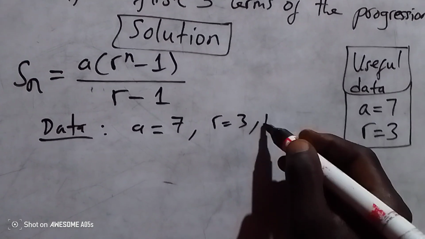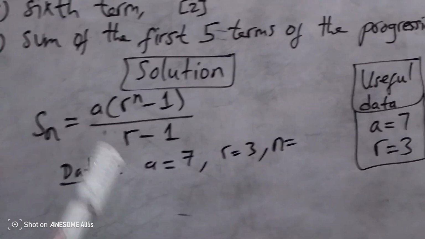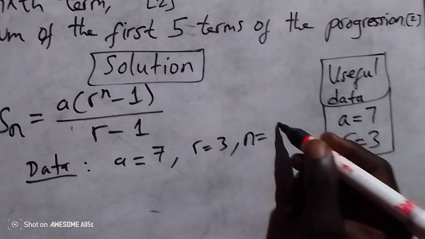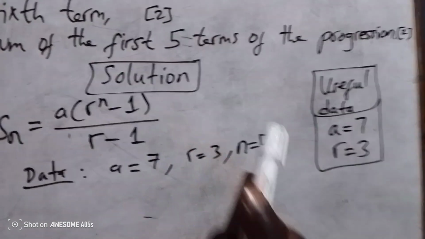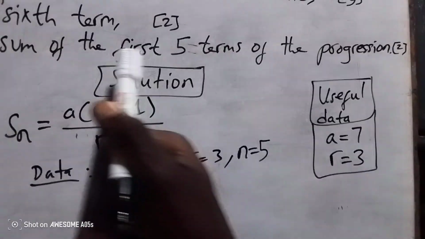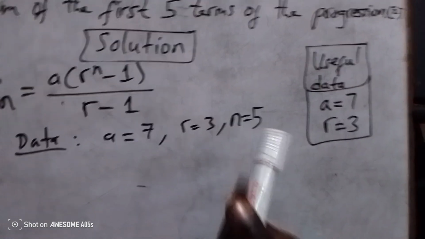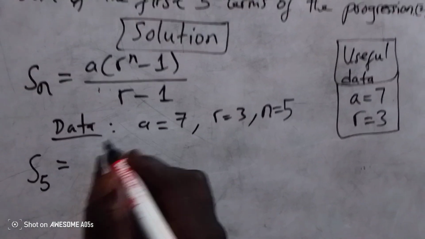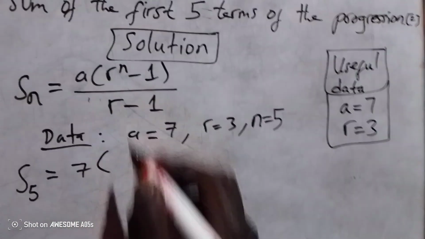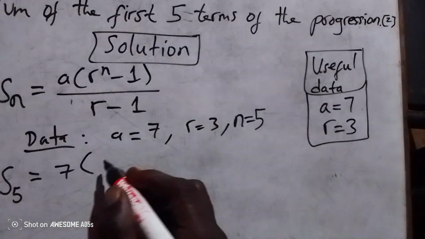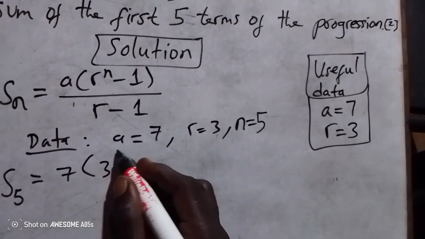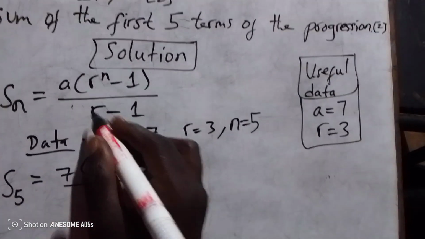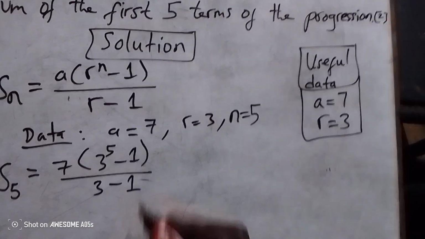So then n depends on the number of terms you're finding. The sum of the first 5, so this number 5 becomes your n. If they tell you the sum of the first 10, it will be 10. The sum of the first 17, whatever number you're finding, that is going to be your n here. So where there is n, we put a 5, then a is 7, open brackets, r power n. So r is 3, then power n, which is 5, minus 1, over r, which is 3, minus 1.